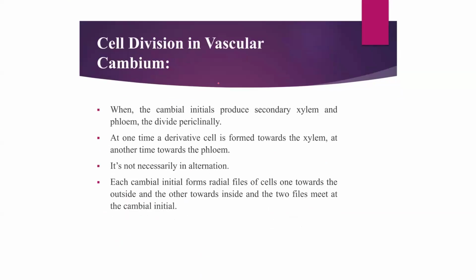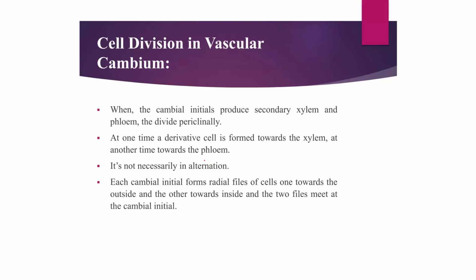Next one is cell division in the vascular cambium. This cambium produces the secondary xylem and phloem. When the cambial initials produce the secondary xylem and secondary phloem, they divide periclinally. Periclinal divisions are parallel to the surface of the cambium cells, while anticlinal means perpendicular. At one time a derivative cell is formed towards the xylem, at another time towards the phloem side.